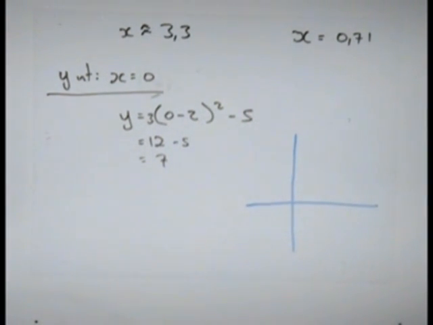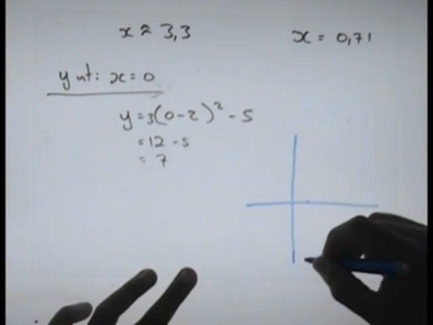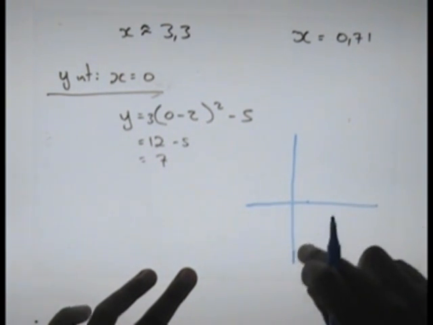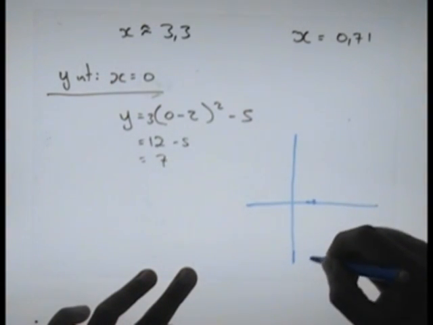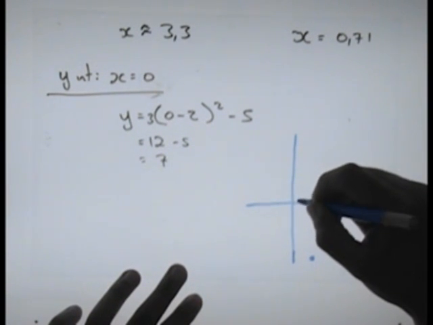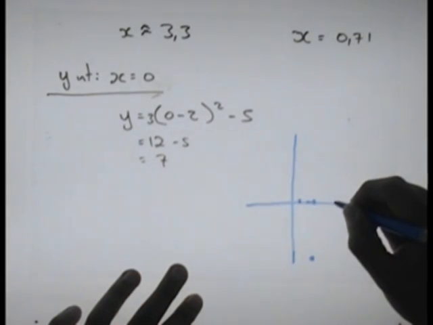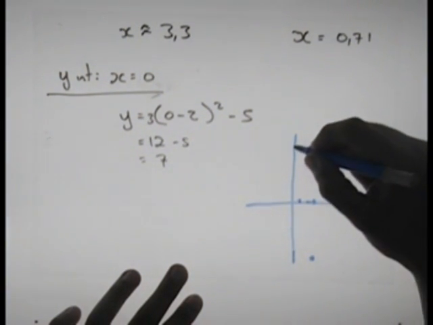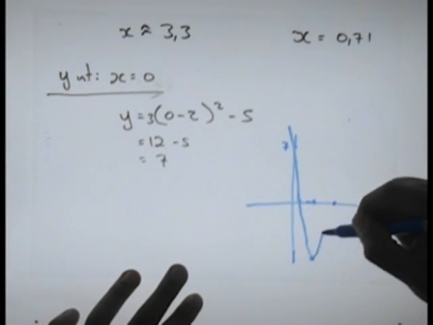First thing we know is that our turning point was at x is equal to positive 2, y is equal to negative 5. So it's going to be somewhere over there. Let's just do it a little bit more accurately. So that's our turning point. Second thing we know is that our two x-intercepts are going to be at positive 0.71, which will fall somewhere over there, and positive 3.3, which will fall somewhere over there. And our y-intercept is at positive 7.